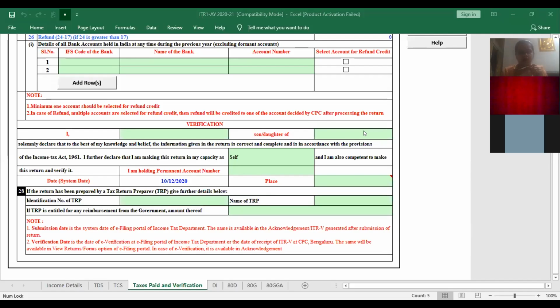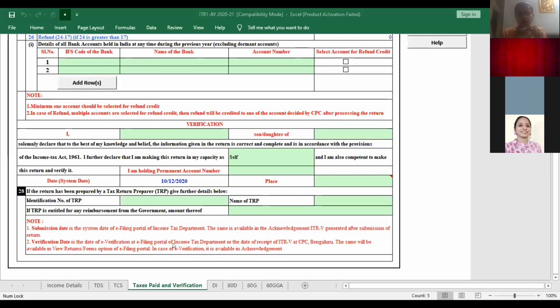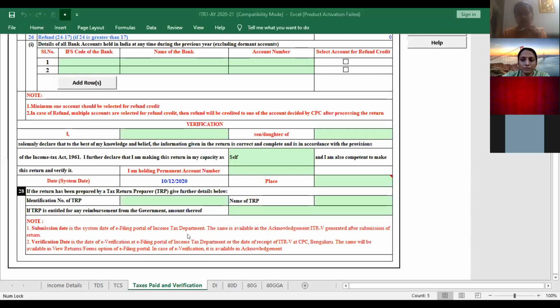So I'll read out the question. It's a bit long question. I'll try to explain it to you. Ma'am, I booked a flat in the month of August 2019 by paying a token amount of 15 lakhs. I have not yet signed the agreement.